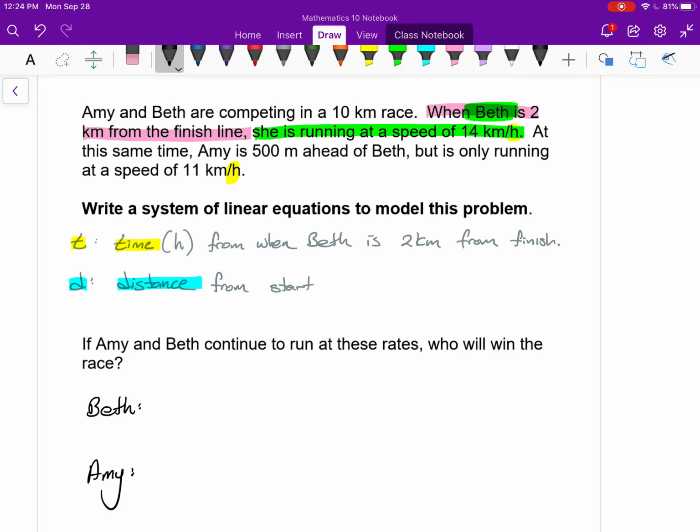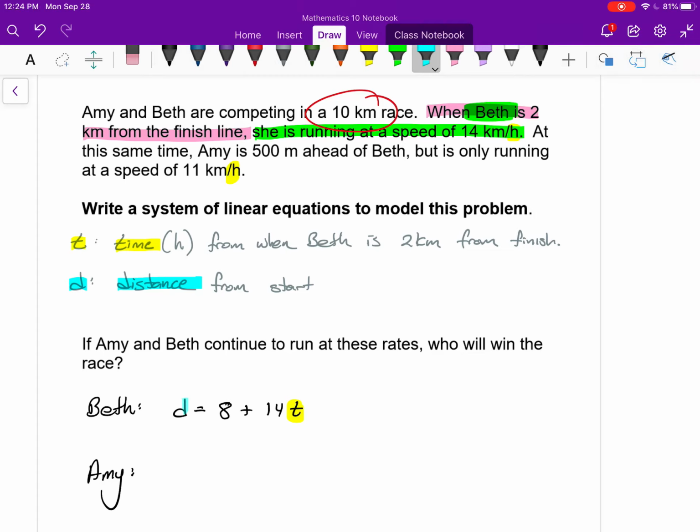Okay, so I can now say for Beth, her distance, the instant she was 2 kilometers from the finish line, that means she's already traveled 8 kilometers. So I'm going to put 8 plus, because it's a 10-kilometer race. And if I'm choosing distance to be distance from the start, I have to take into account that she's already run 8 kilometers. So the distance Beth has traveled is 8 plus, well, what's next? She's traveling 14 kilometers an hour. So that means 14 times the time she's running will be the distance she travels next.